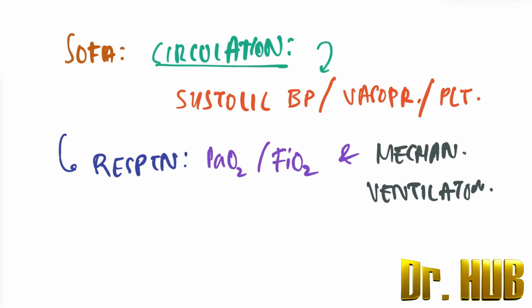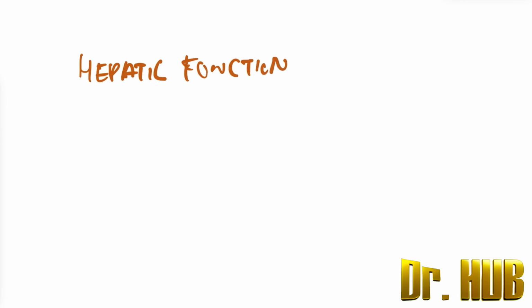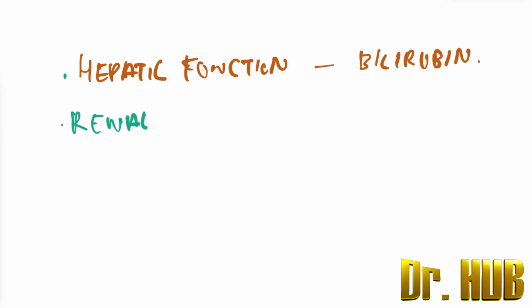Next we move on to the mentation. In the mentation we have the GCS, that is the Glasgow Coma Score. Next there is hepatic function. In hepatic function we look for the bilirubin. And moving on to the renal function, we look for the creatinine.